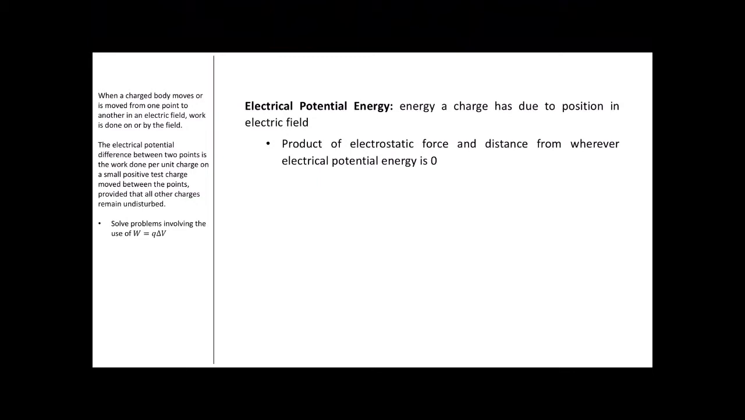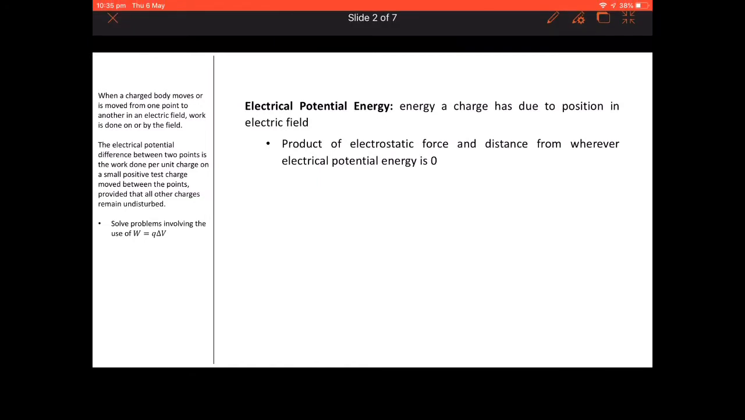When a charged body moves or is moved from one point to another in an electric field, work is done on or by the field. The electric potential difference between 2 points is the work done per unit charge on a small positive test charge moved between the points, provided that all other charges remain undisturbed. In Stage 2 physics, you're expected to be able to solve problems involving the use of this equation here, which is work equals charge times the potential difference.